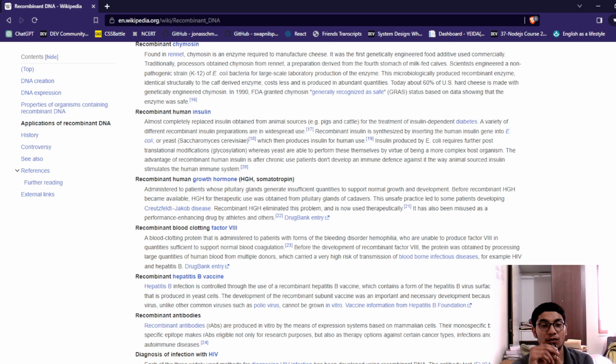The advantage of recombinant human insulin is that with chronic use, patients don't develop an immune defense against it, whereas animal source insulin restimulates the human immune system.